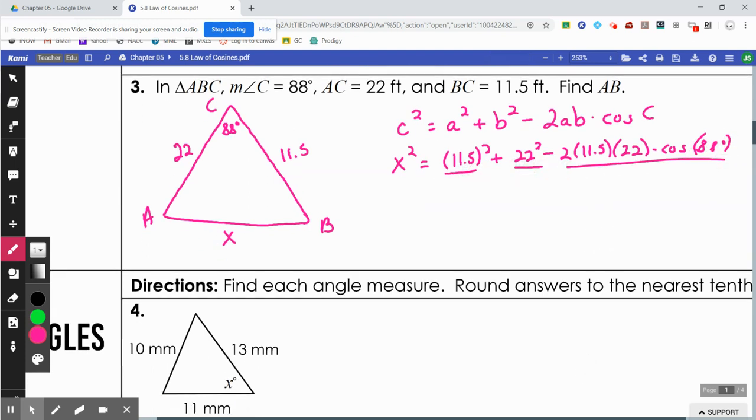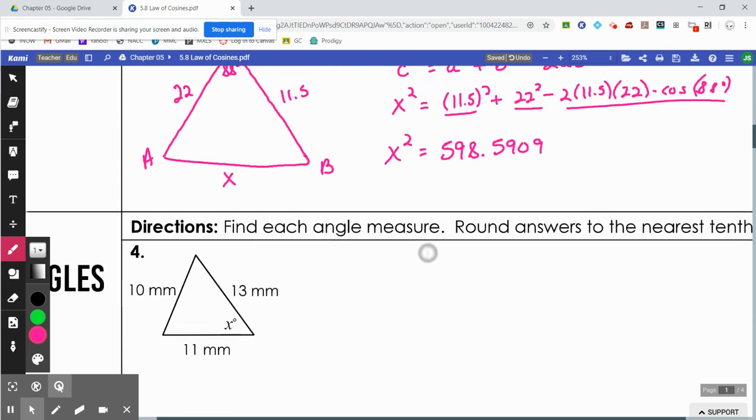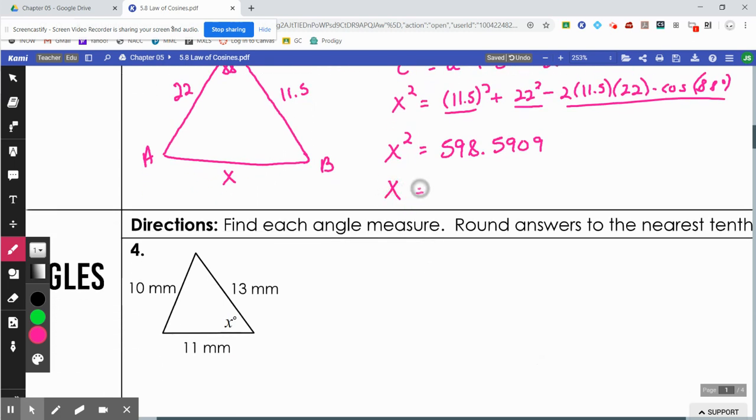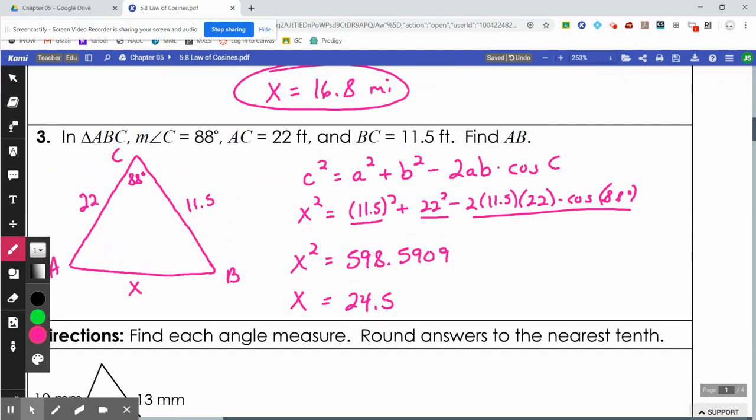Work out these three terms, and you're given that x squared is equal to 598.5909. So therefore, to find x, we're going to simply square root that, and we're going to get 24.5, and that was in, let's scroll back up and look at our problem, that was in feet.